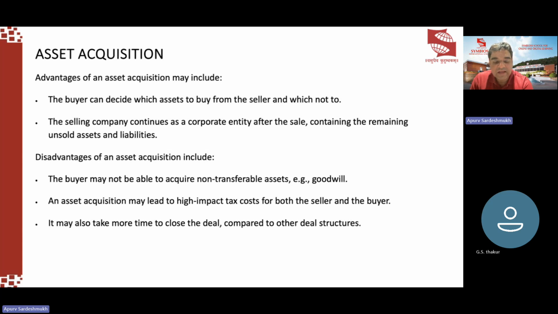An asset acquisition may also lead to a high tax cost for both the seller and the buyer, because each asset will be taxed separately, unlike, say, a business acquisition or a share acquisition, which is tax effective. And it may also take more time because you're acquiring each asset separately. So compared to other deal structures, this will also take some time.